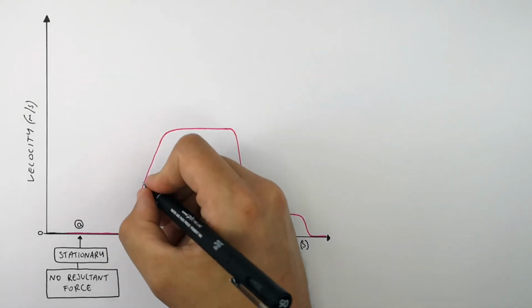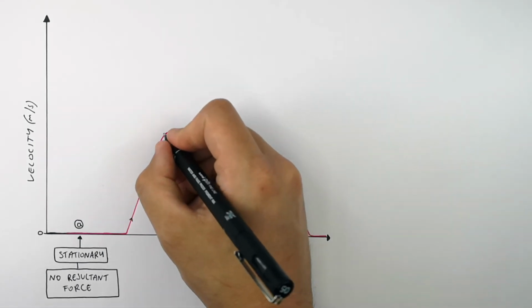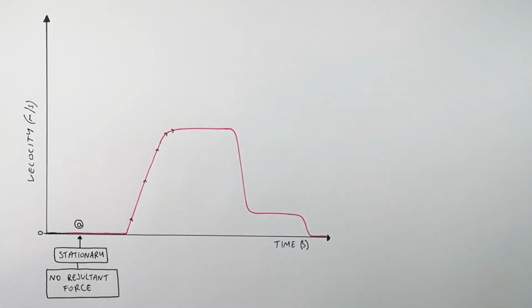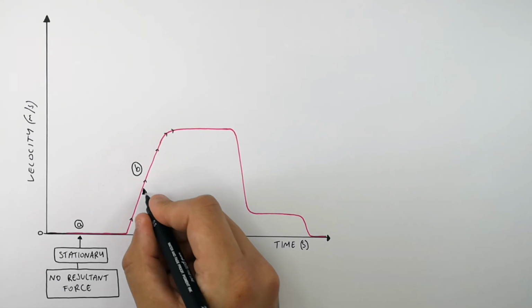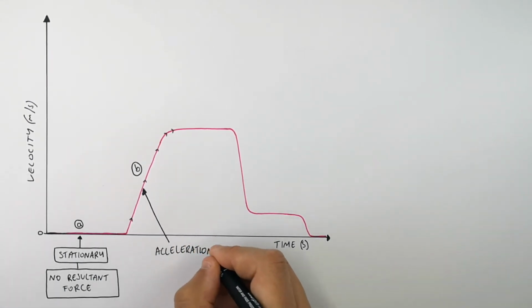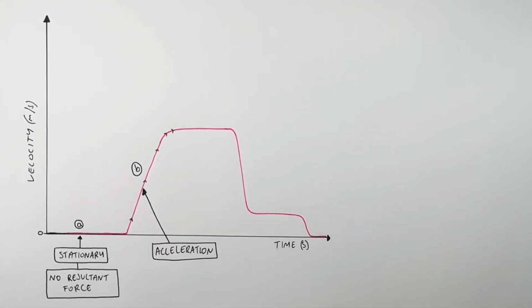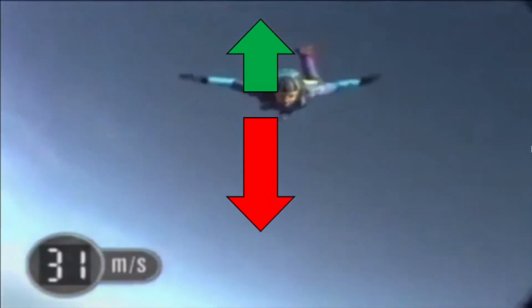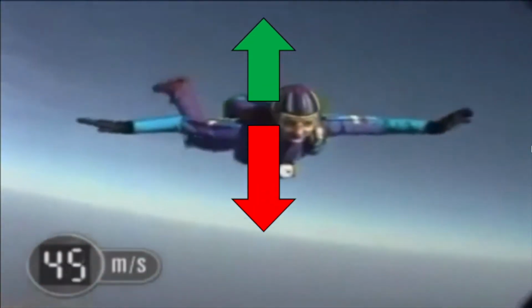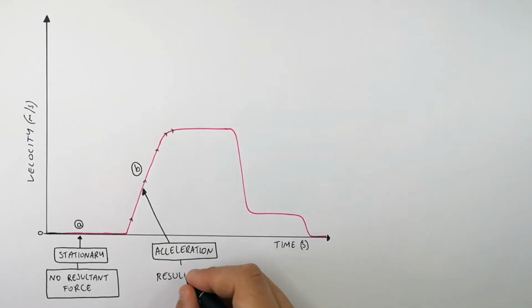At this point here, there is an acceleration. Their velocity increases. So they've got a resultant force acting on them in a downwards direction because the force of their weight is larger than the air resistance.